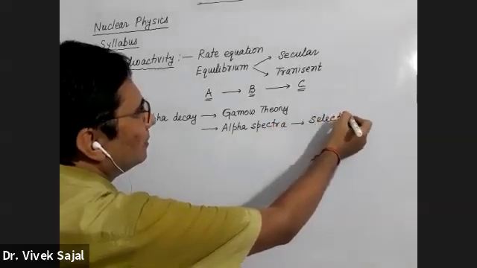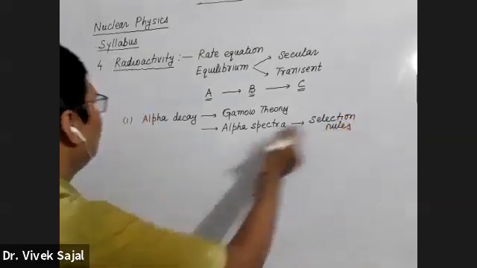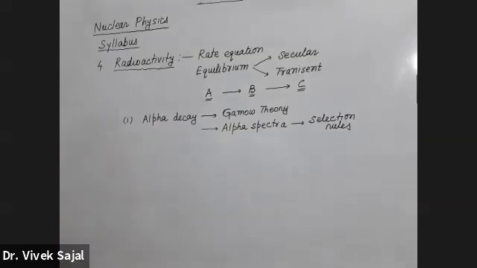Different selection rules are associated with alpha particles. There are two types of selection rules. One is associated with the angular momentum quantum number, and the second is associated with parity. So parity should be conserved and angular momentum should be conserved. These two conservation laws are represented in terms of selection rules. I am going to discuss all the selection rules here.